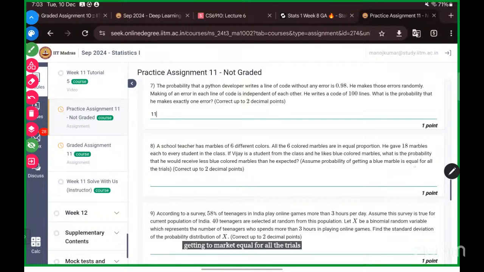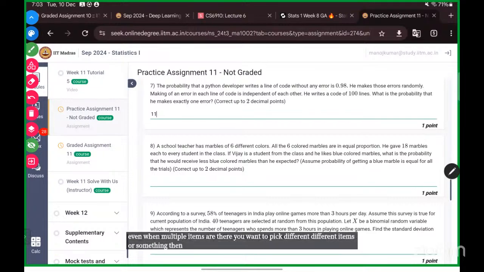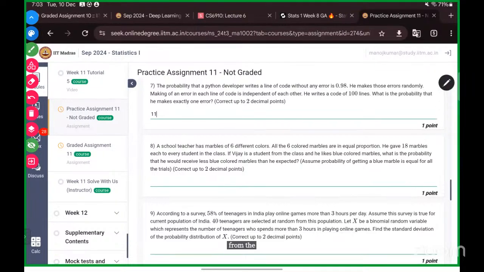Since they mentioned equal, you can consider that it's not going to be related to hypergeometric, at least. When multiple items are there and you want to pick different items, the more likely question could be hypergeometric. But since they mention all are equally likely, there is no point in going to hypergeometric. Now it could be binomial. So let's see.